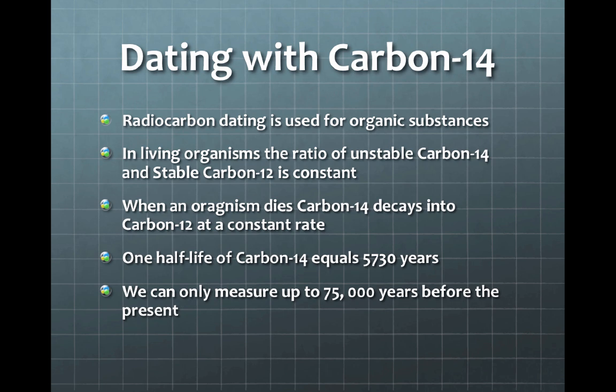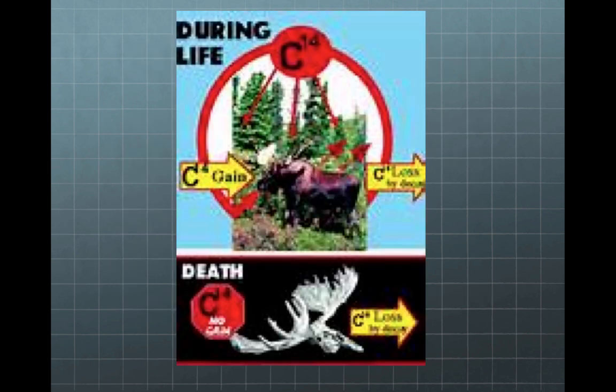Because the half-life of carbon-14 is only 5,730 years, it can be used to date recent geologic events up to about 75,000 years ago. This graphic sums up the cycle of carbon-14. During life, we get carbon-14 from carbon dioxide in the atmosphere, and after death, our carbon-14 begins to decay into carbon-12. This measurement allows us to know how long ago something died. After about 75,000 years, the rate of decay diminishes to an amount that is too small for scientists to measure.